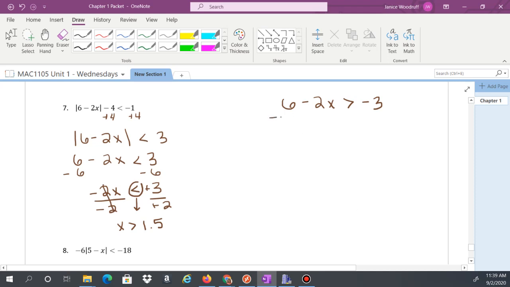Okay, then on this side, I'm going to subtract 6. I'm getting a negative 2x is greater than negative 9. Divide by negative 2, dividing by a negative again. So I'm going to flip this. So that's going to become less than. And then this will become positive, and it'll be 4.5.